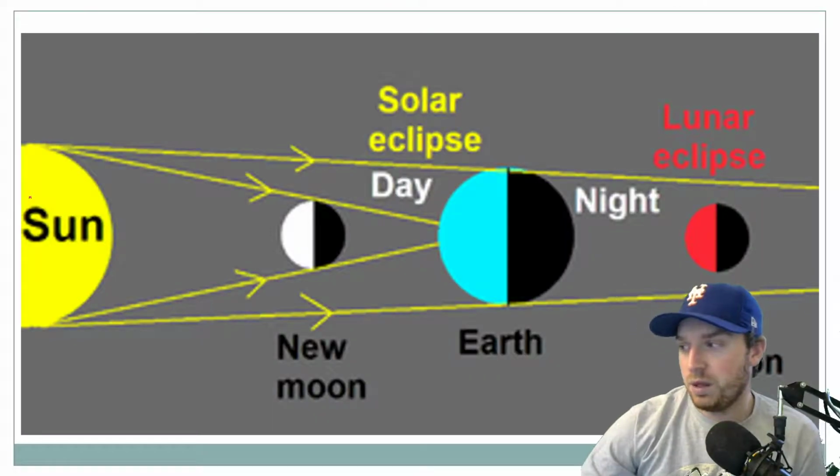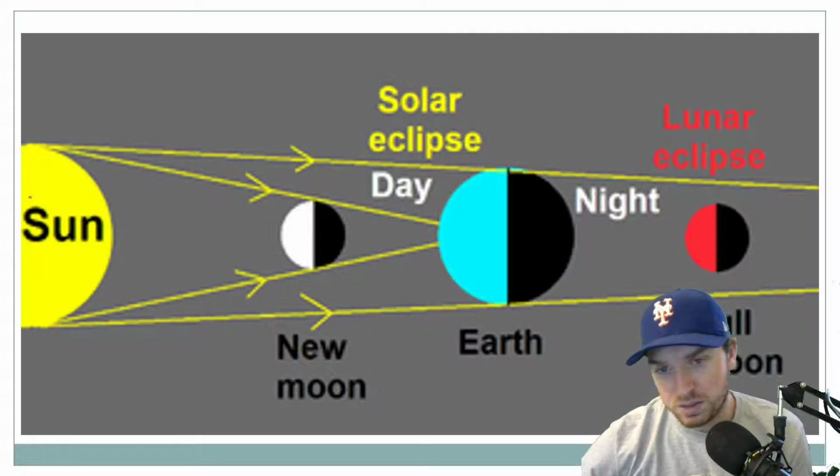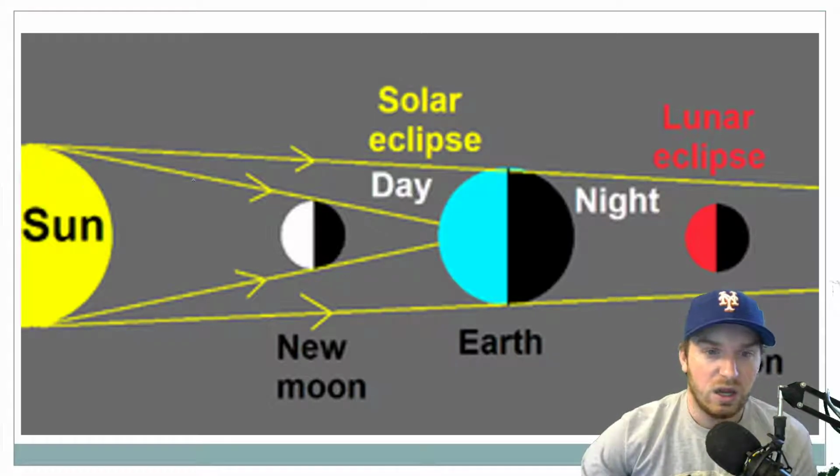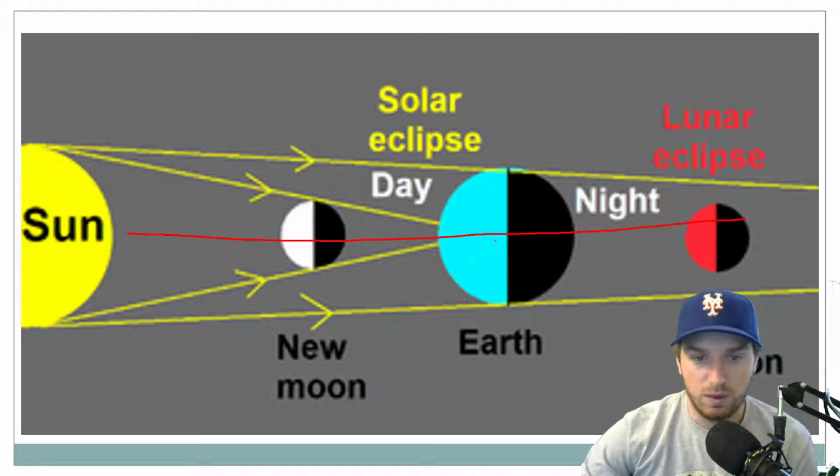And so we have a little bit of special situations when the sun, moon, and Earth are in a complete line with each other. It's the eclipses, and there are two different types of eclipses.